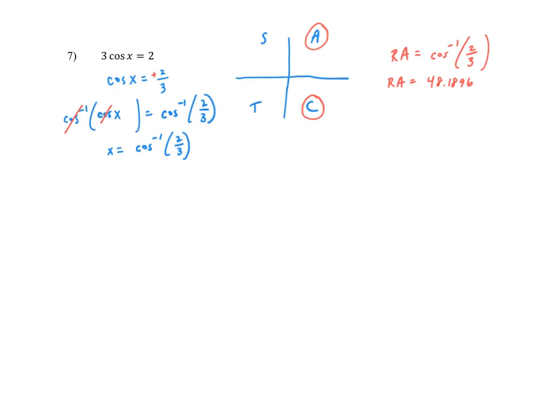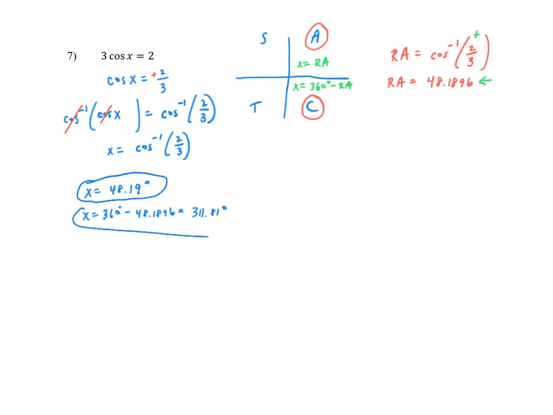Notice also that this inverse cosine function of this positive number gave us our reference angle, the acute angle, in the first quadrant. That's exactly what we need to find our solutions. Now we can use our formulas. Remember, in the first quadrant the solution is equal to the reference angle. In the fourth quadrant the solution is 360 degrees minus the reference angle. So to the nearest hundredth, our solution is equal to the reference angle, or 360 degrees minus our reference angle.